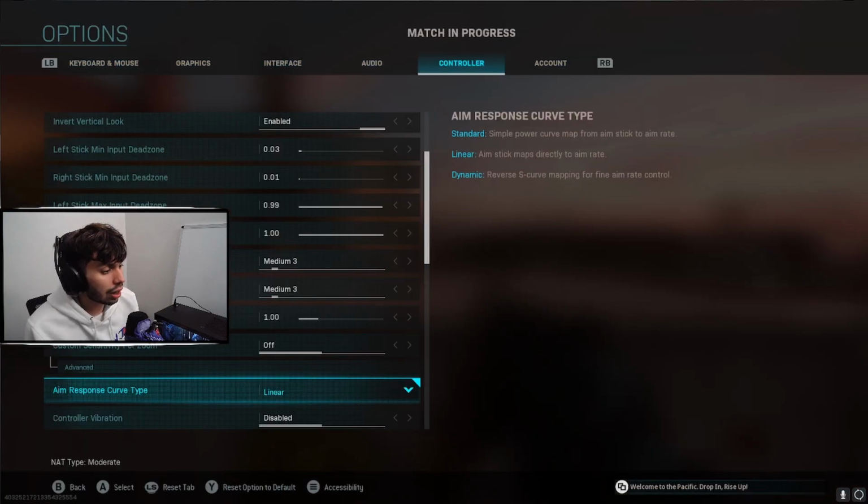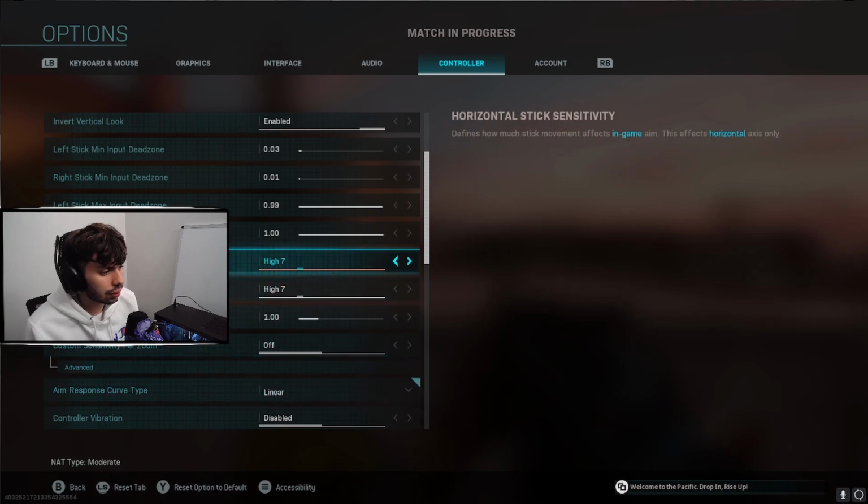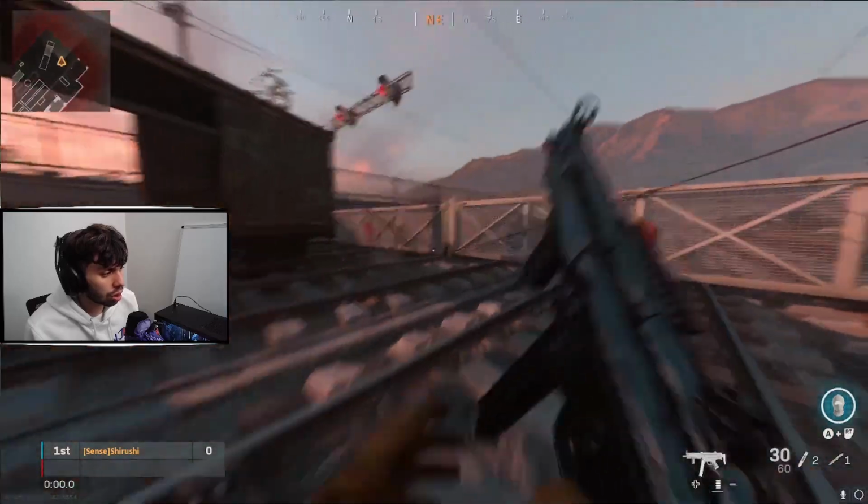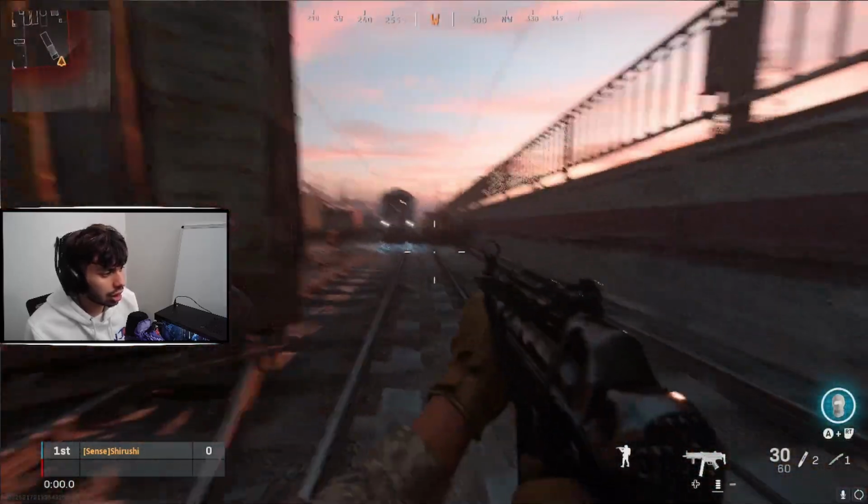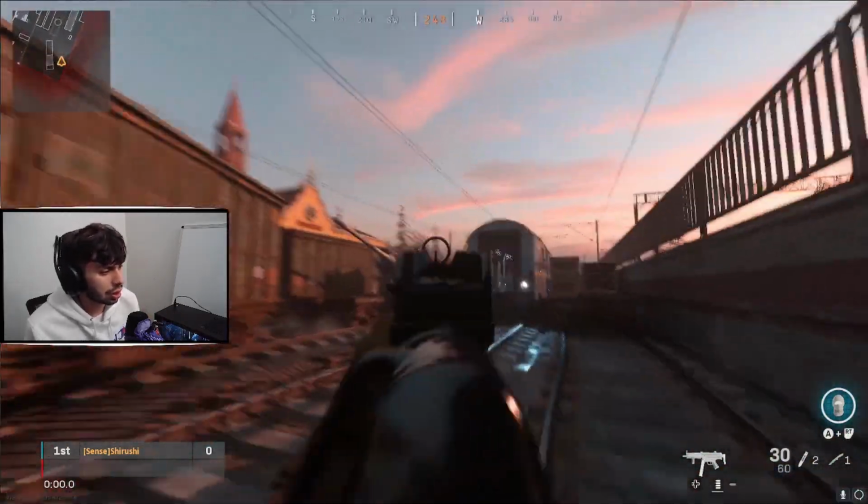But if you have linear, then when you put it on high sensitivities, linear allows you to control the higher sensitivity a lot easier, just because of that raw input. And let's just say there's a guy right there, right?